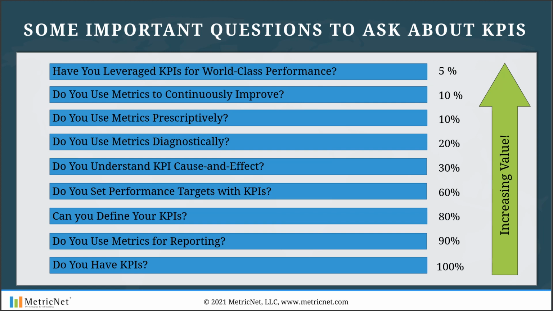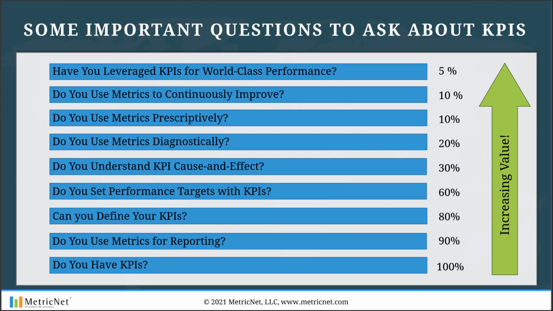Cause and effect, we're halfway up our hierarchy now. Only 30% of contact centers understand the cause and effect relationships of the most important metrics for the contact center. I'm going to share with you a diagram that shows you what those cause and effect relationships are. As we move up the hierarchy, notice the green arrow on the right, increasing value. As we move up the hierarchy, each of these success factors becomes progressively more important.